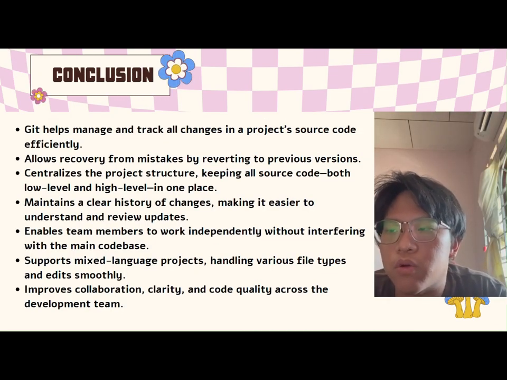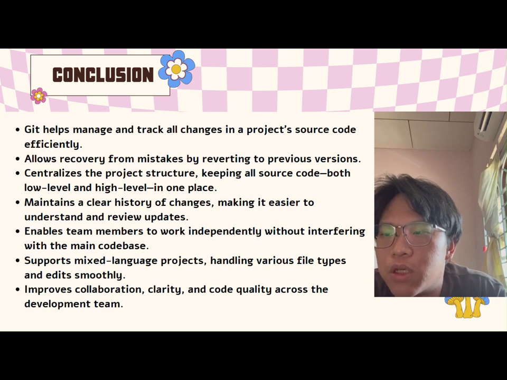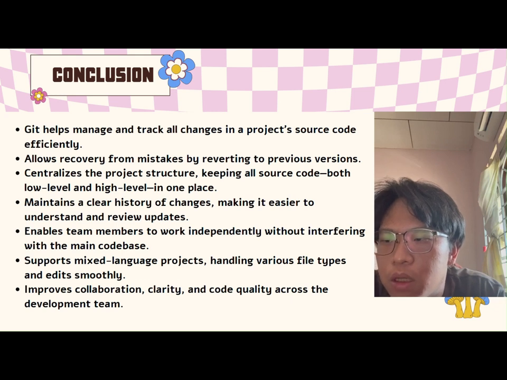Next, I will talk about the conclusion. Git helps manage and track all changes in project source code efficiently, allows recovery from mistakes by reverting to previous versions, centralizes the project structure, keeping all source code, both low level and high level, in one place, and maintains a clear history of changes, making it easier to understand and review updates.